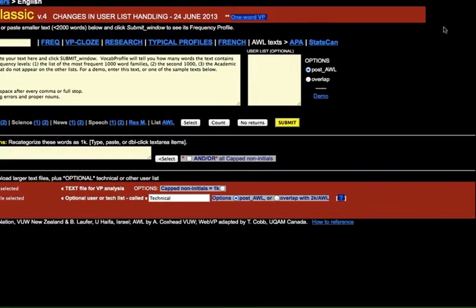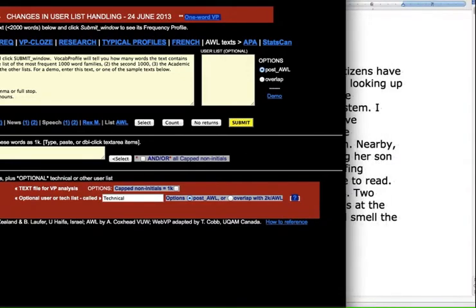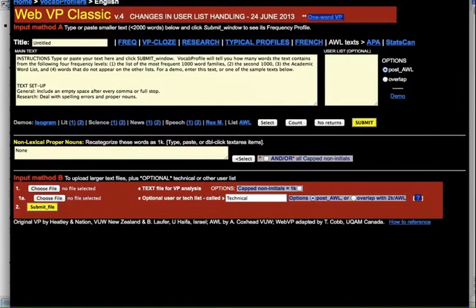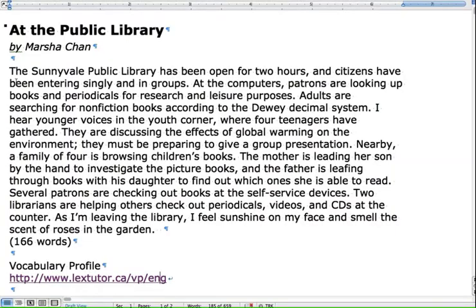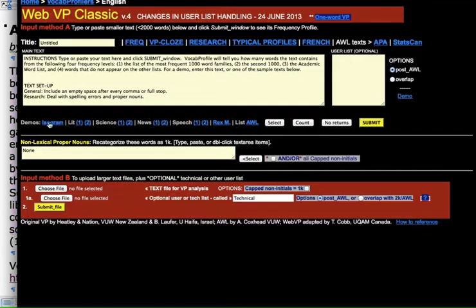So here's how it works. We can open up the web page that takes us to web profile, and we can take our paragraph. I'm selecting the entire paragraph, and I'm copying it. And now I'm going to go back to that web page and put it in the box. So the instructions say type or paste your text here and click the Submit window.